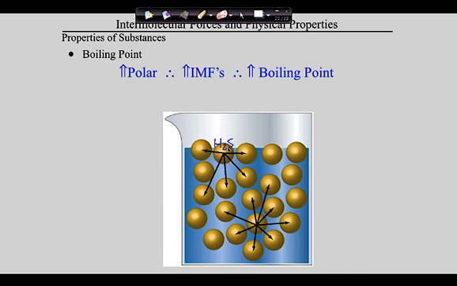Now, if we talk about something like H2S, H2S is less polar. That means that these intermolecular forces are weaker, they will break more easily, and the boiling point of H2S will be lower. So low polar molecules like H2S will therefore have weaker intermolecular forces and will therefore have lower boiling points.